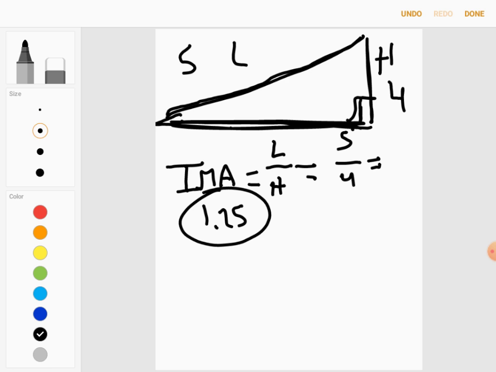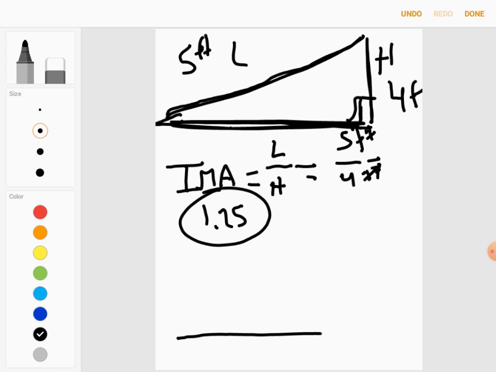And, well, technically there would be units. Let's just pretend that was feet. But they would cancel out anyways right here. So the IMA is 1.25. But the AMA is a little bit different.